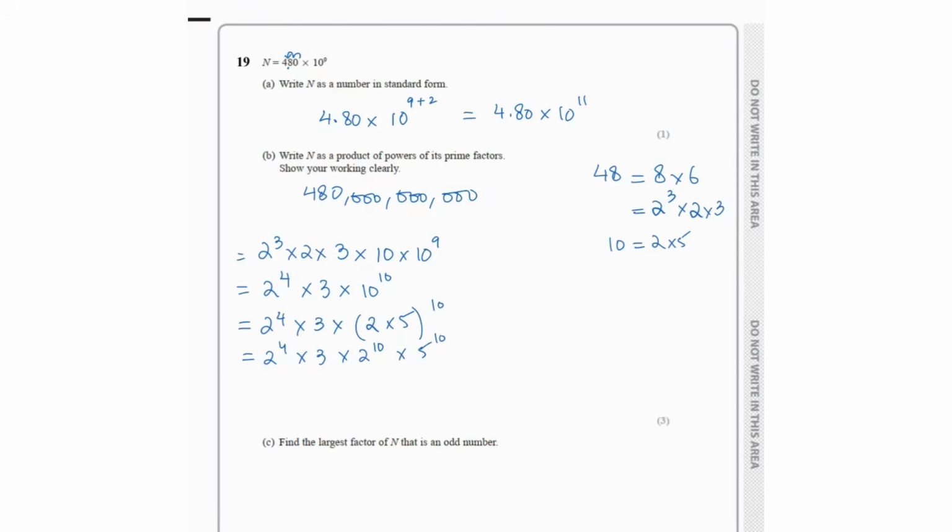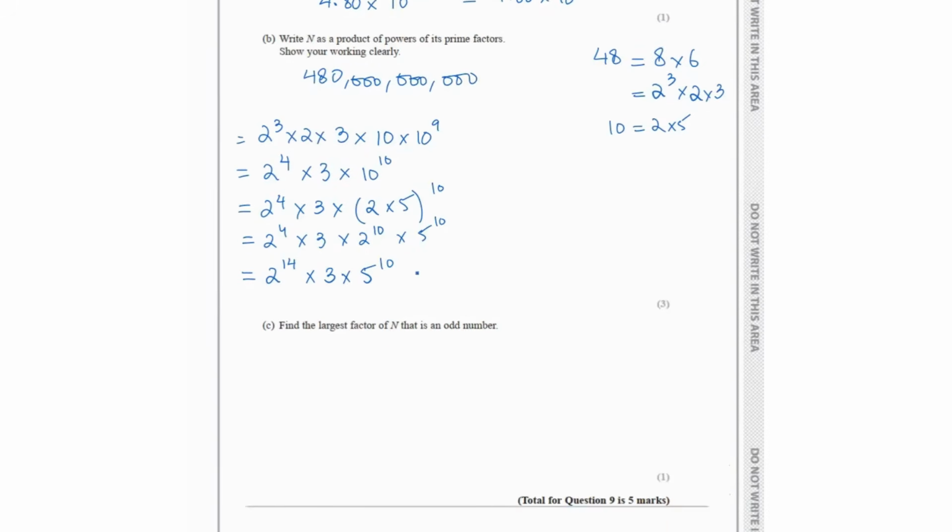Yeah. So now combine the 2's again. Similar bases are being multiplied. We add the powers. So 2 to the power of 14, 3 comes as it is, and 5 to the power of 10. This is n written as a product of powers of its prime factors. It might look confusing at first glance, but you just have to break it down and write it as its prime factors. Then find the largest factor of n that is an odd number.